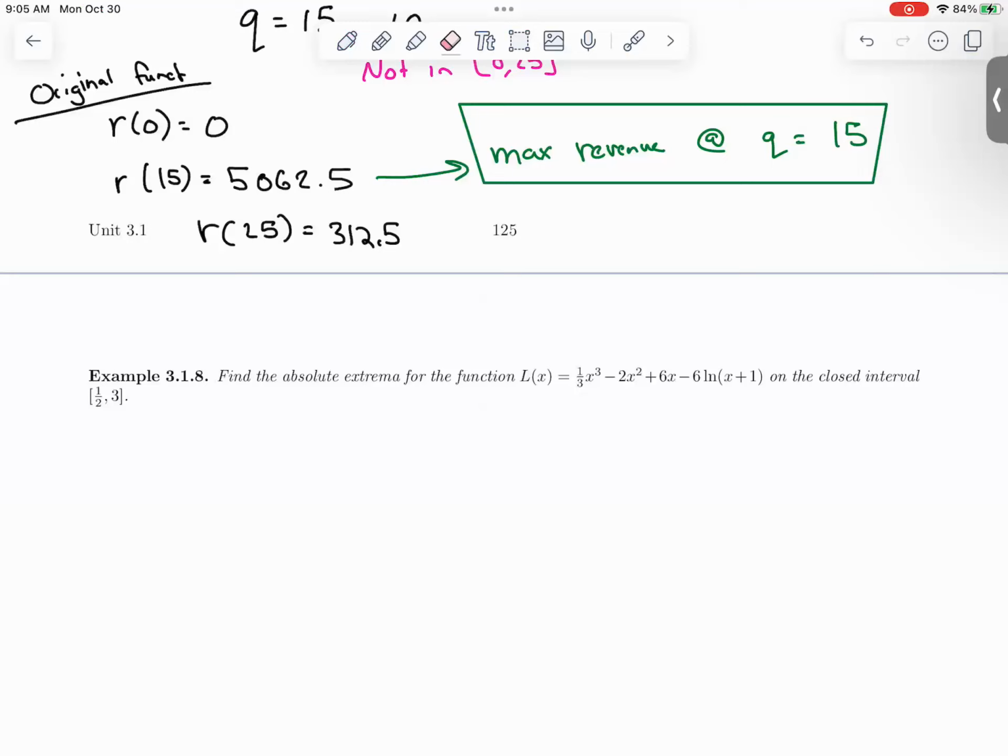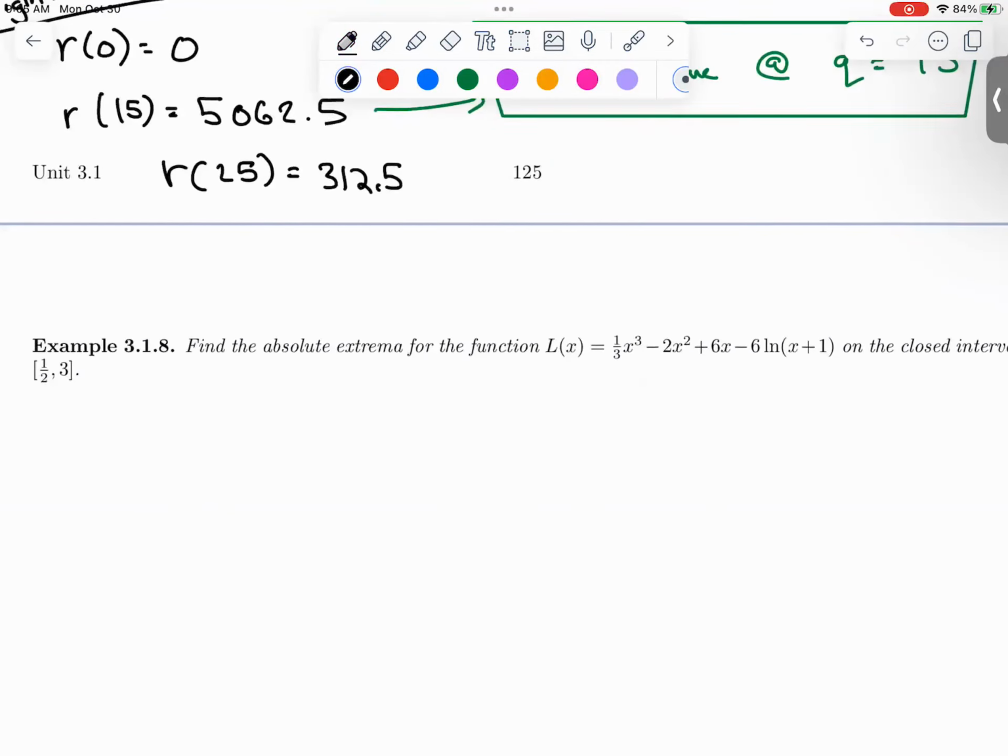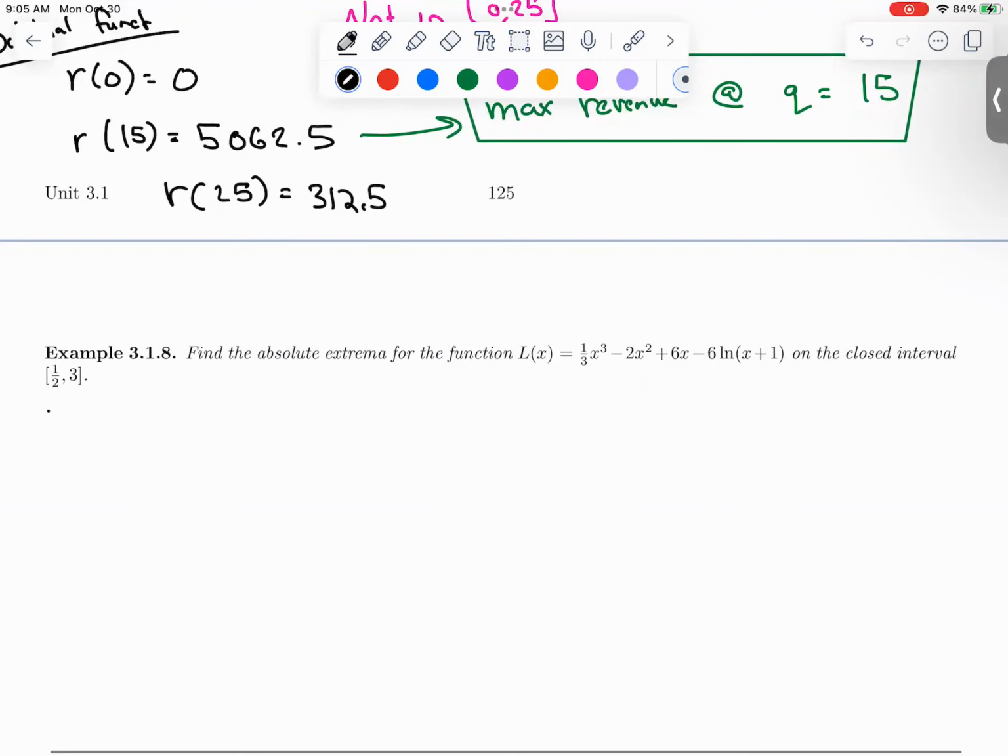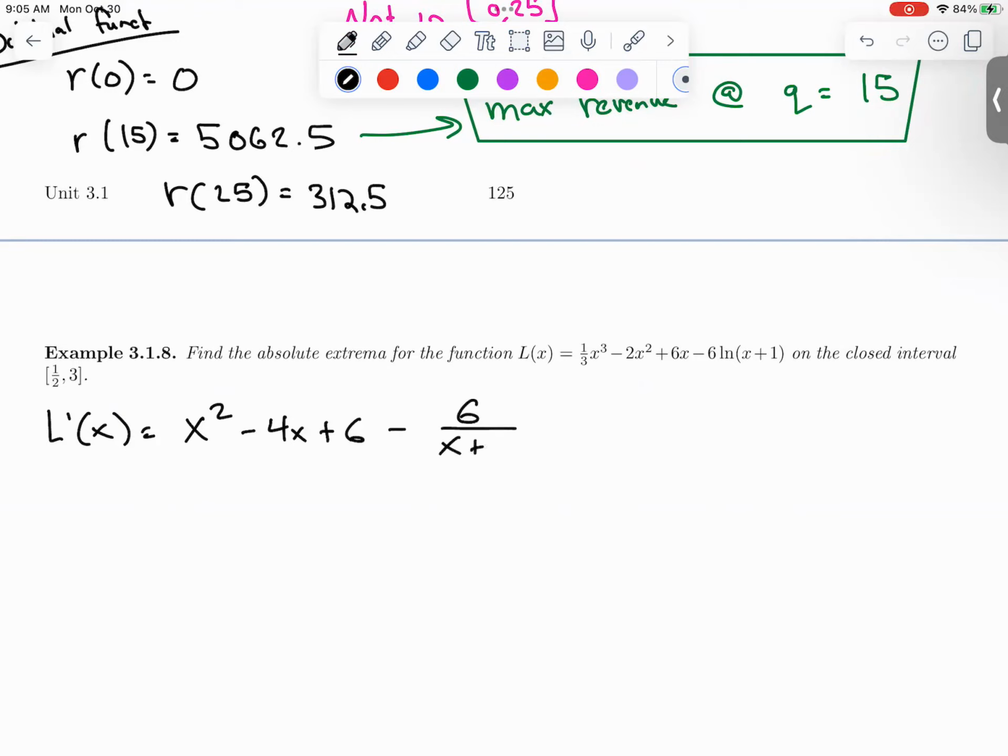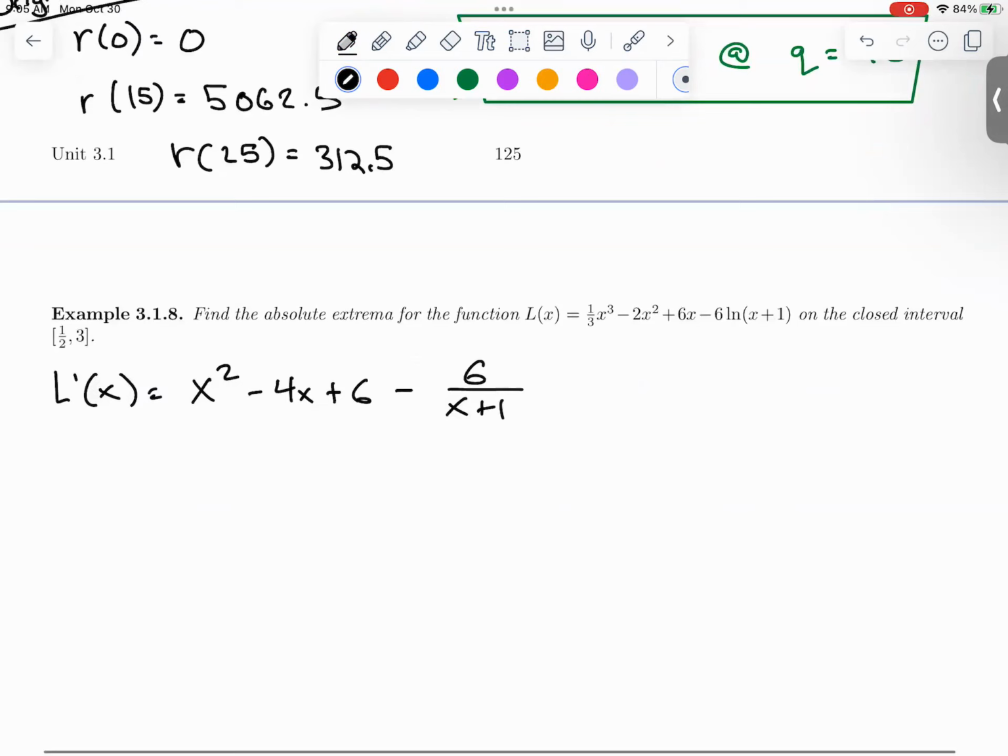So in order to find the absolute extrema of this function on the interval 1/2 to 3, we need to first find the derivative. So let's do that. L prime of x will be x squared minus 4x plus 6 minus 6 over x plus 1. That will be our derivative.